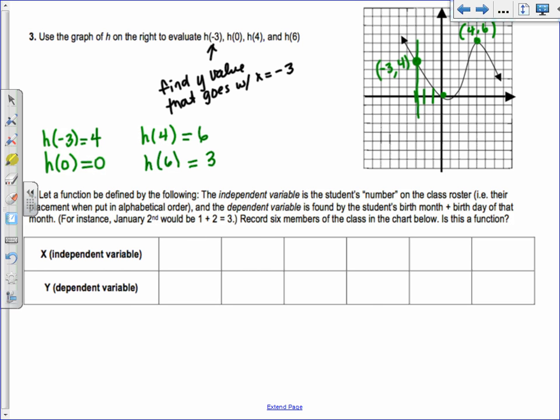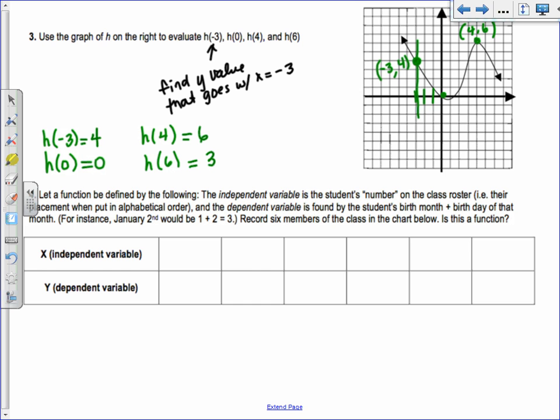Good. All right, so in the last example, it says let a function be defined by the following. So the independent variable is the student's number on the class roster. So I'll give you your number. And the dependent variable is defined by the student's birth month plus birthday. So my birthday is January 2nd. So my birth month is 1, my birthday is 2. So 1 plus 2 is 3. That's going to be the number associated with me. Does that make sense?